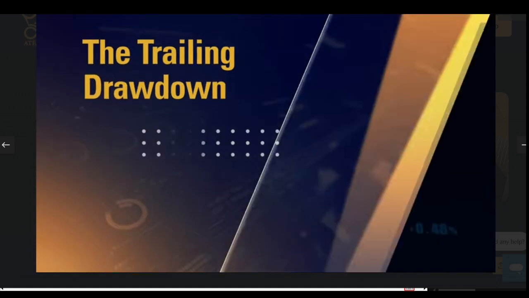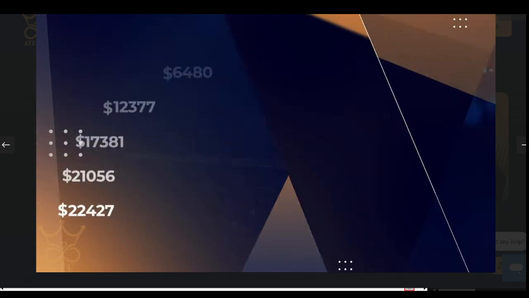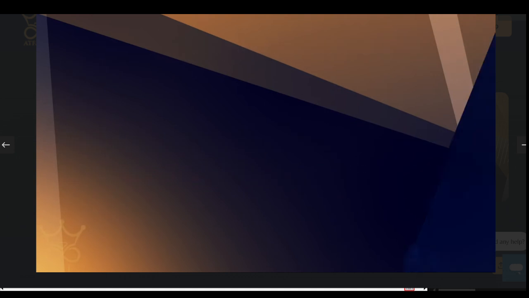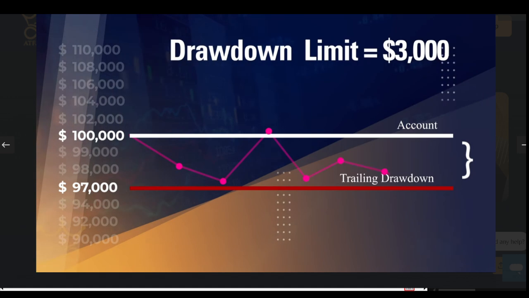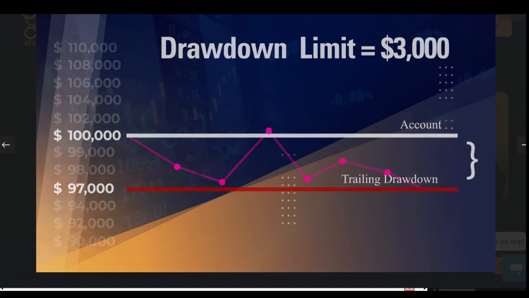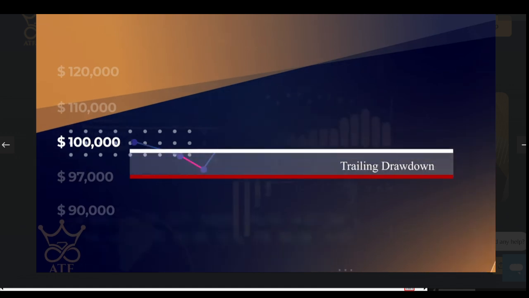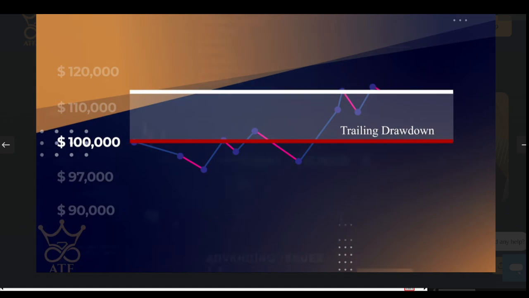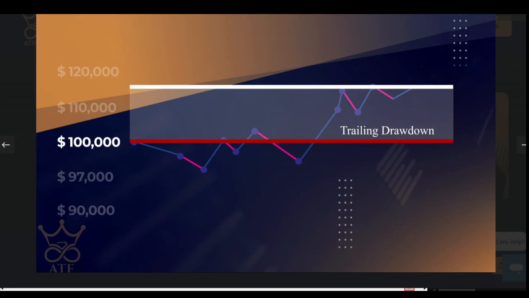Funding. The trailing drawdown, also known as the auto-liquidate threshold value, is the maximum you can lose in the account overall. The drawdown trails a specific amount based on the account size you choose. Larger accounts mean bigger drawdown and more room to trade with. Here's an example with the $100,000 account. The trailing drawdown or auto-liquidate threshold value will trail your account balance's highest value until it reaches your initial starting balance plus $100, and from there it will not move again no matter how much profit you make.